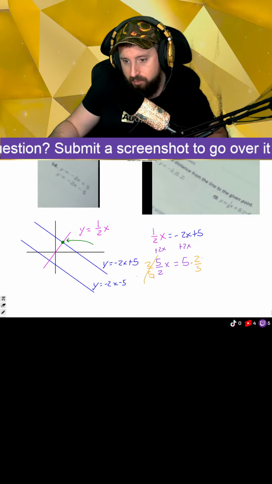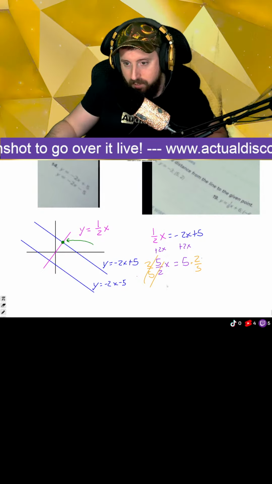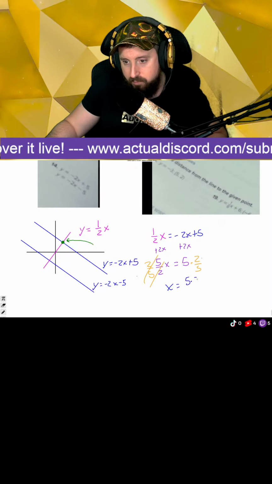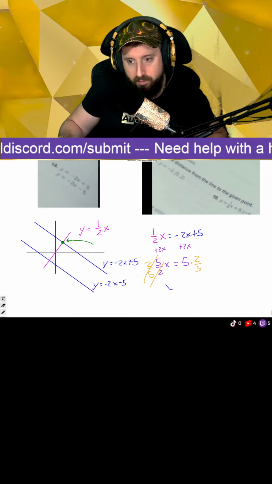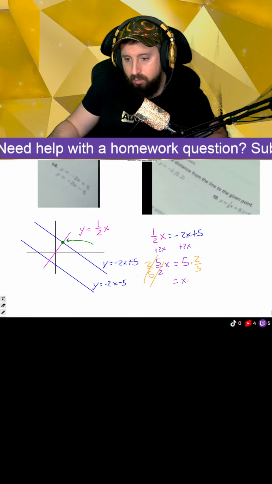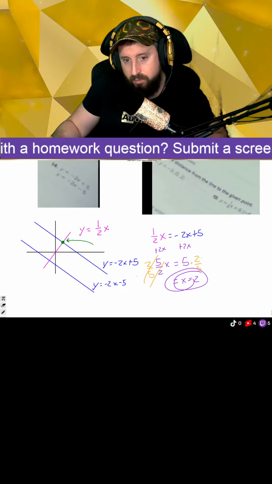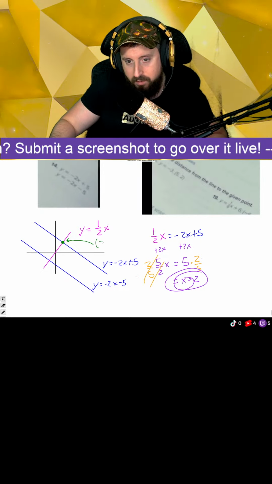Yeah, see, because this goes away, this is 1. So then you get x is equal to 5 times 2 over 5. That cancels. So you just get x equal to 2. Okay? So, cool. Now I know x is equal to 2. So that's the x coordinate of this intersection, okay?